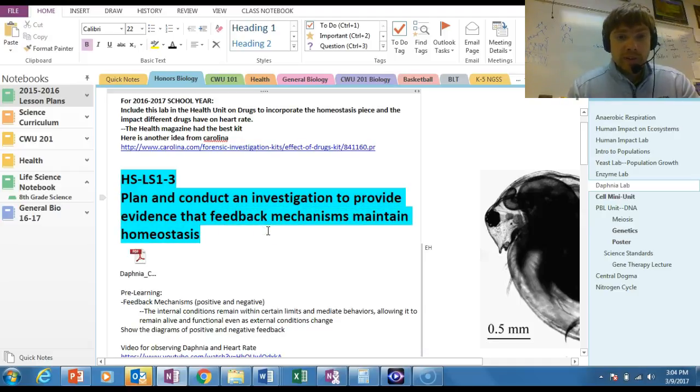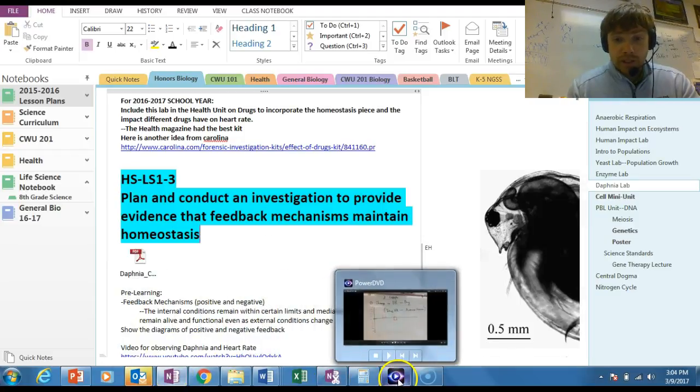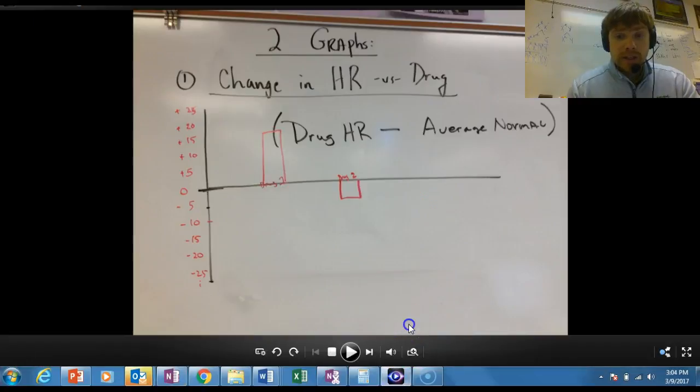So you took notes on the feedback mechanisms, both negative and positive feedback. And you took notes on what homeostasis was, and then you guys did a really good job with the labs. You had a lot of persistence, figured out the best techniques, and ultimately I think you're all able to get good data for 3 different drugs.